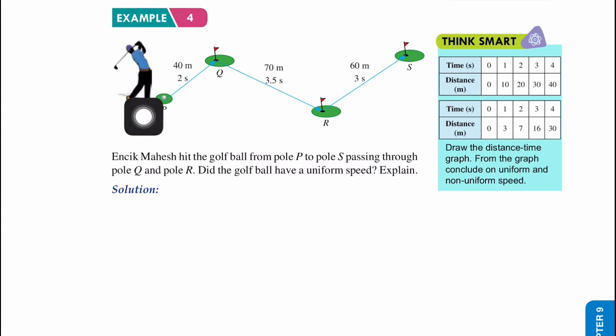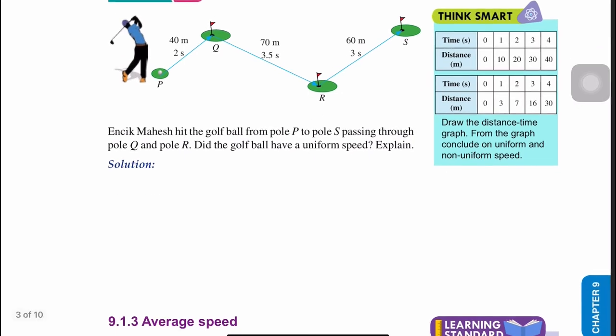Mr. Mahesh, from P to Q, the distance is 40 m in 2 seconds. And then from Q to R, 70 m in 3.5 seconds. And R to S, the distance is 60 m in 3 seconds. Now we need to calculate separately the speed for PQ, QR and RS.